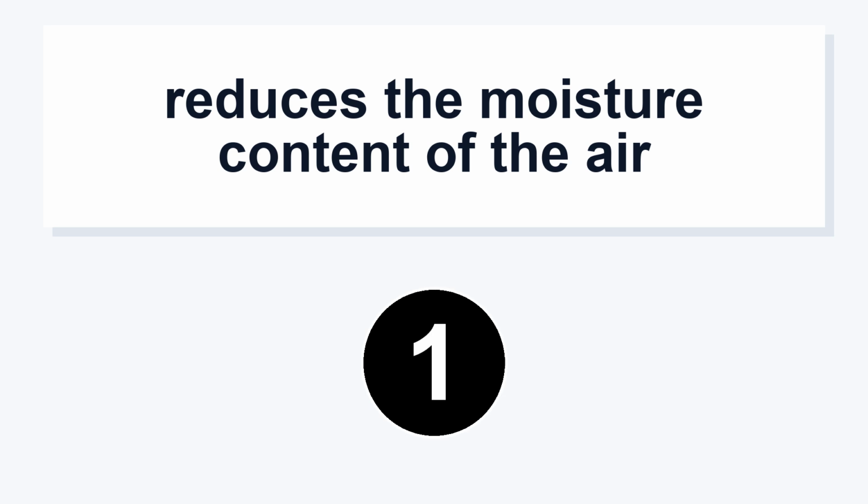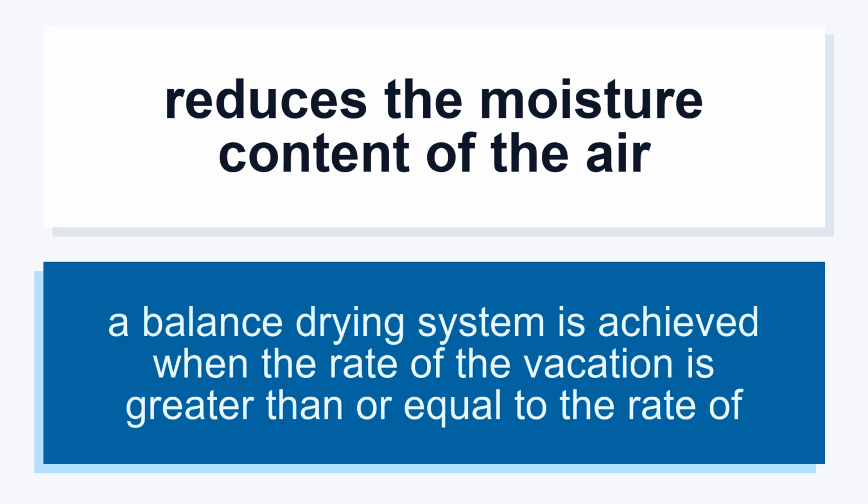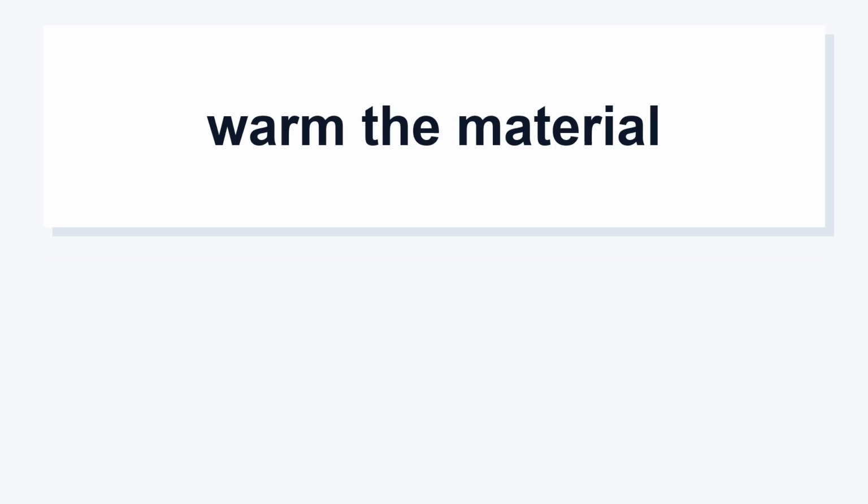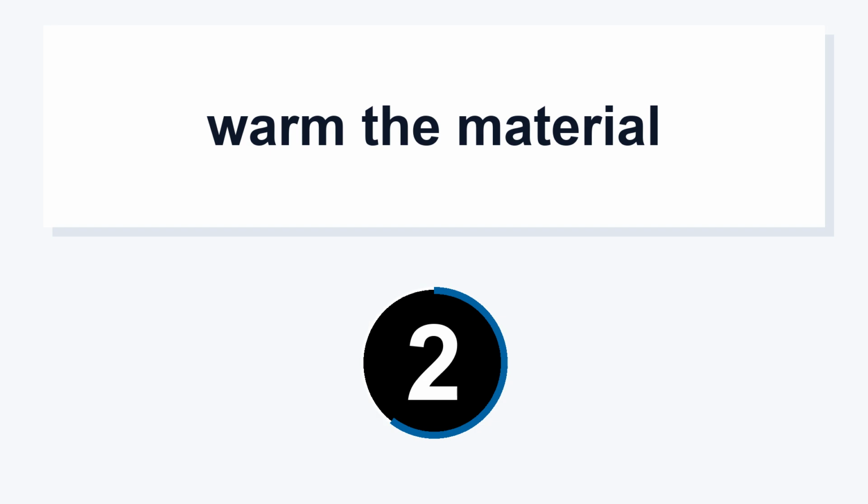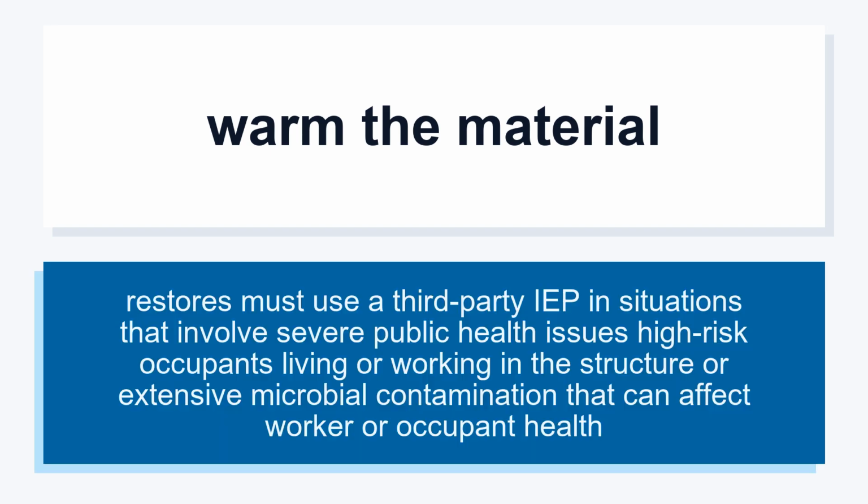A balanced drying system is achieved when the rate of evaporation is greater than or equal to the rate of warming the material. Restorers must use a third-party IEP in situations that involve severe public health issues, high-risk occupants living or working in the structure, or extensive microbial contamination that can affect worker or occupant health.